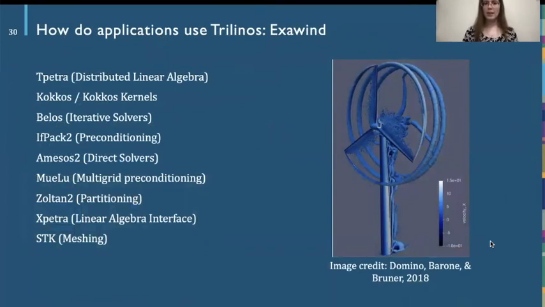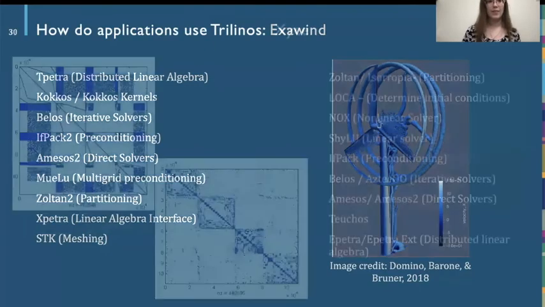Going back to our applications, how do our applications use Trilinos? I'll quickly brush through this, but Exawind, for example, uses Tpetra, Kokkos Kernels, Belos, Ifpack2, Amesos2, MueLu, Zoltan2, Xpetra, which I don't think I mentioned yet, it's a linear algebra interface, and STK, which is another meshing package.